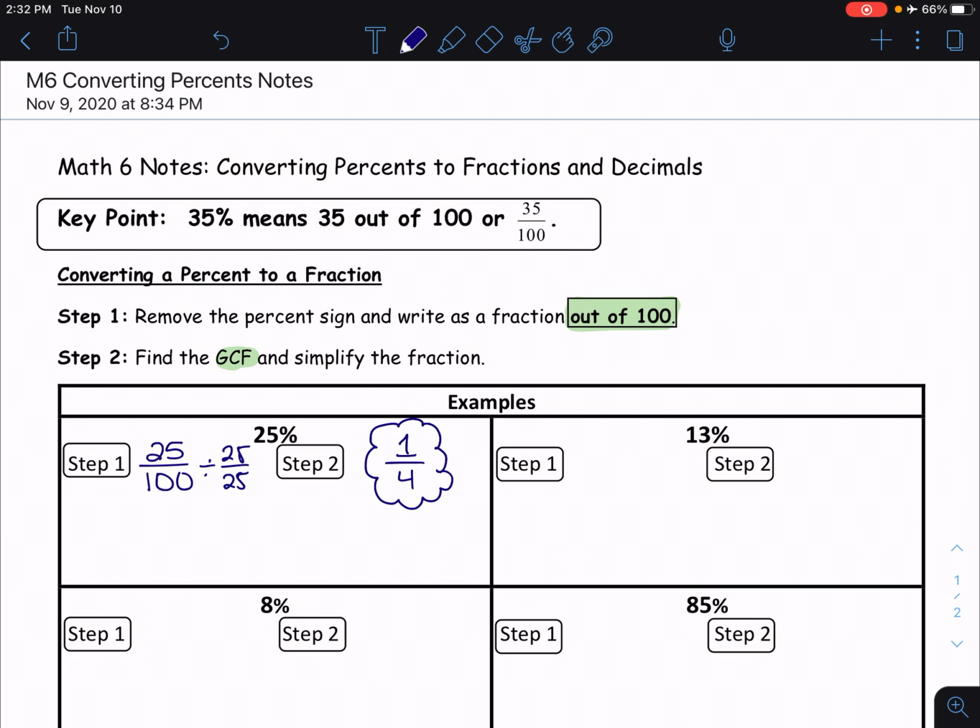For 13%, for step one, in the next example, I'm going to do 13 over 100. When I look at 13 and 100, they do not have anything in common besides a 1. So this fraction cannot be simplified. 13 over 100 is my answer.